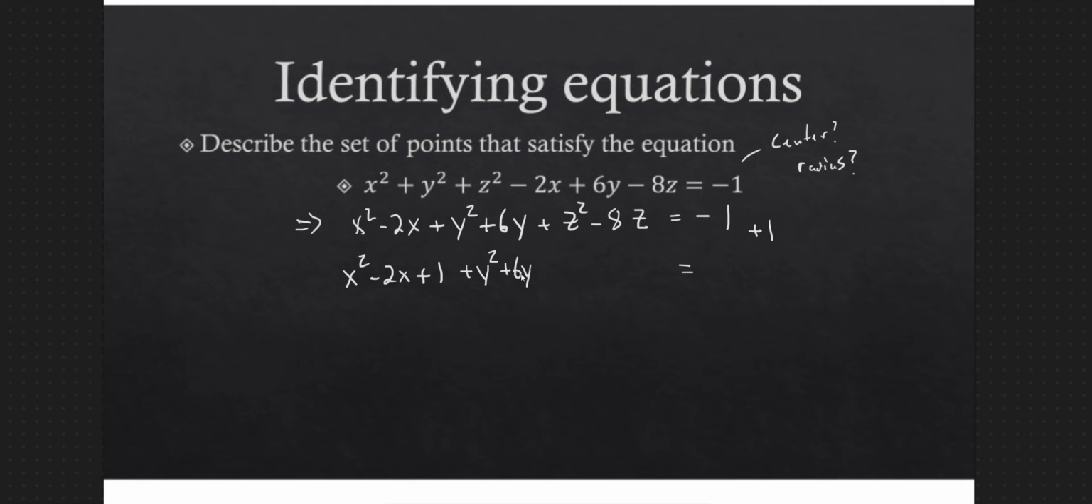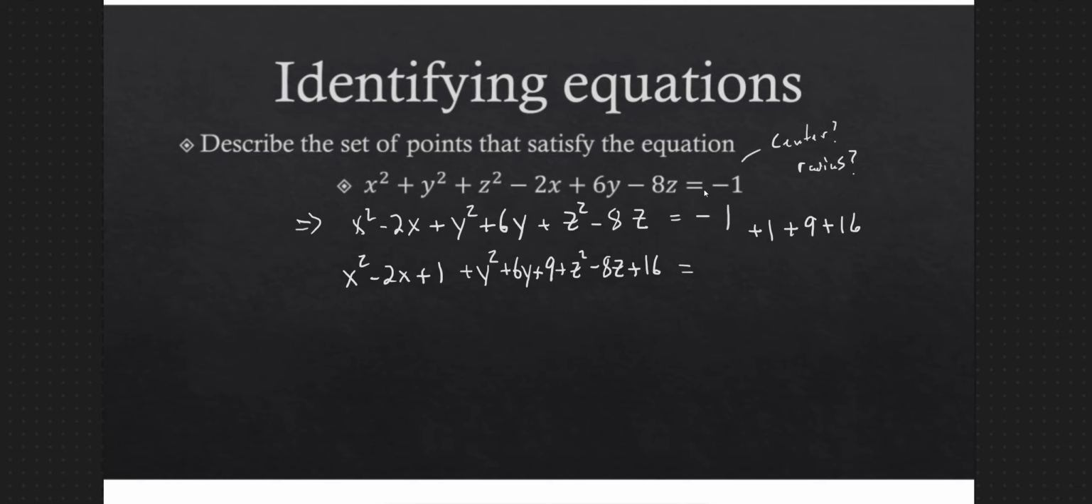Y here, I have y squared plus 6y. Again, I'm going to cut the 6 in half. That's a 3. Square it. That's 9. And so I'm going to add 9 and subtract 9, which means I can also just add 9 to the other side. That's for the y I needed to add 9. And then z, take the 8, divide it by 2. That's 4. Square it. That's 16. So I need to add 16. And I also need to add 16 over here to balance it out.